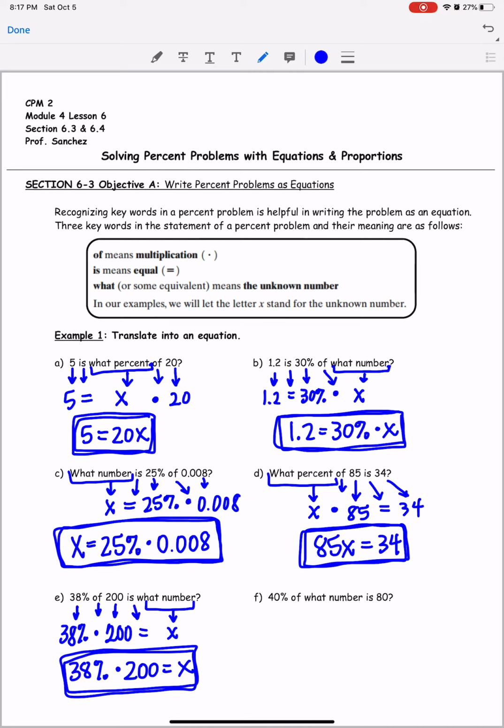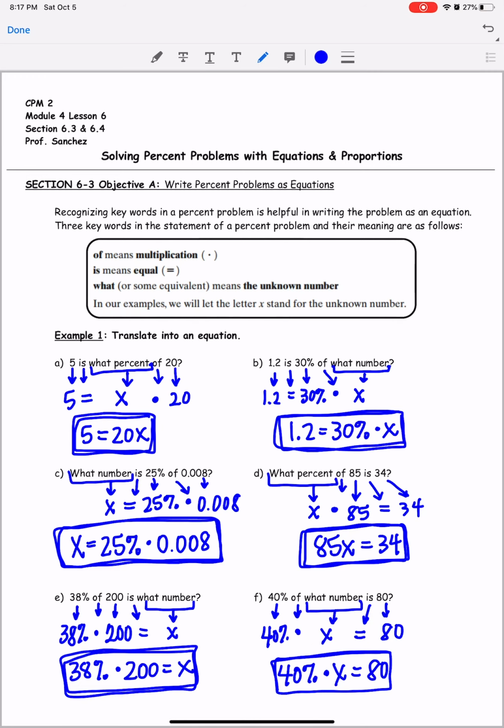And then last one, 40% of what number is 80? So 40% comes down. Of is my multiplication. What number is my X? Is means equals, and 80 comes down. Can't really do any cleaning up, so 40% times X equals 80. So if you notice, the only ones that we can really clean up is when I have like x times a number, x times a number. When you have that percent in there, there's not really anything you can do to make that look a little bit nicer.